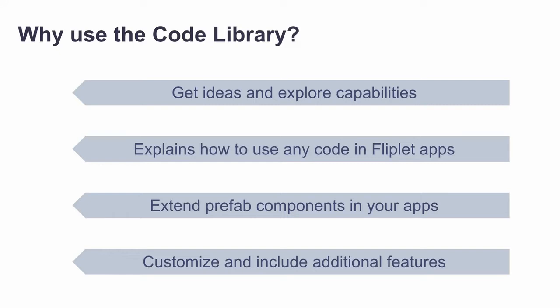You can also then, as we see, customize and include additional features in the app. As we explained, you can build them up from scratch using the custom code options. And that's it as a bit of a basic overview of what the code library is. I'm now going to hand over to Brett to give you a bit more of a look into what the code library actually looks like.